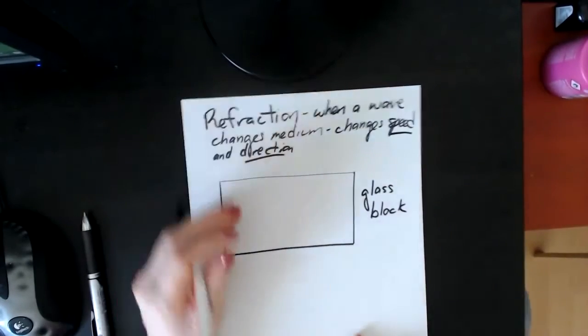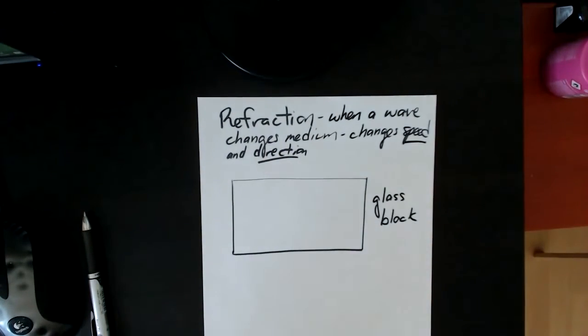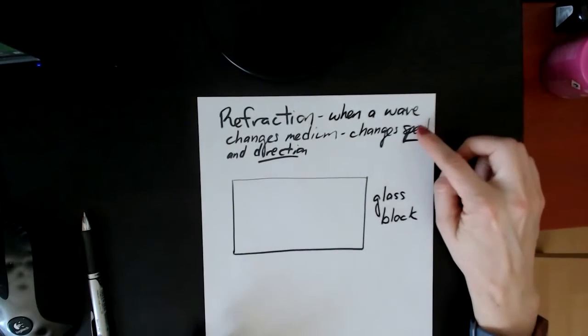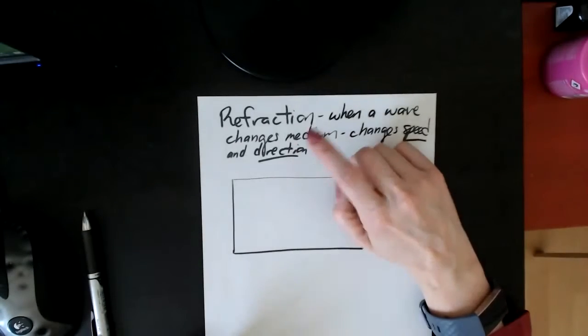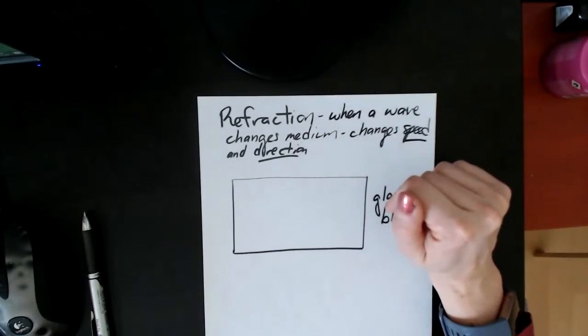All right, now it always changes speed. It's entering a new medium. If that medium is more dense, of course, it's going to slow down. If it's less dense, it's going to speed up. So it always changes speed, but it usually changes direction as well. There's an exception to that, then I'll talk about it in just a minute.